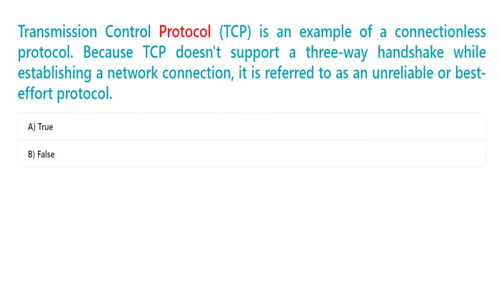Transmission Control Protocol, TCP, is an example of a connectionless protocol. Because TCP doesn't support a three-way handshake while establishing a network connection, it is referred to as an unreliable or best effort protocol. A. True. B. False.